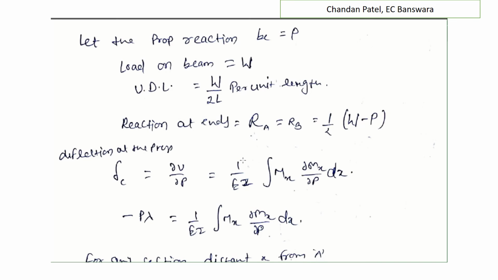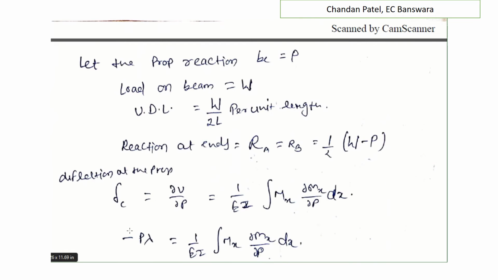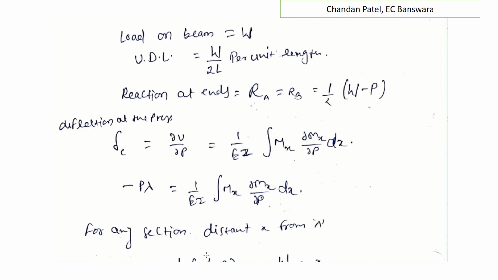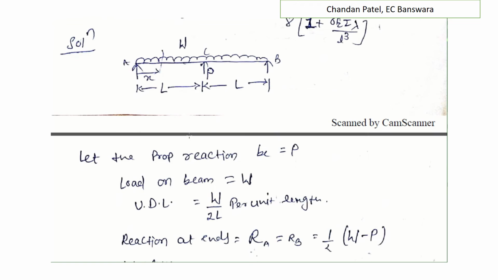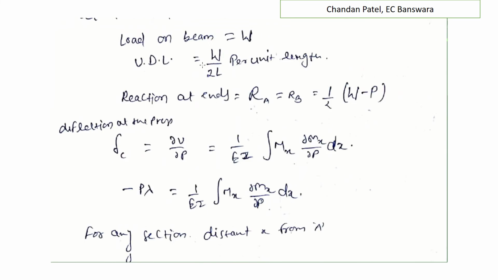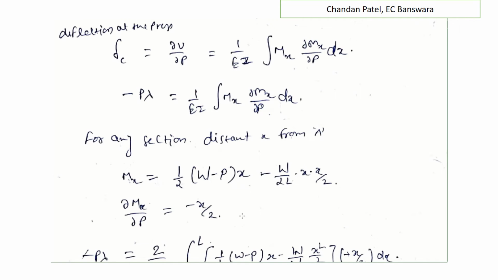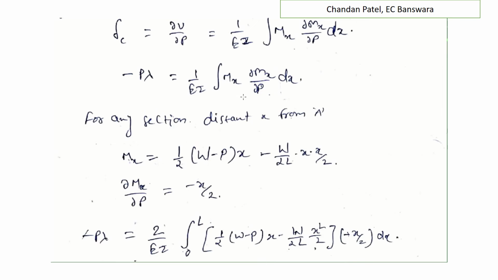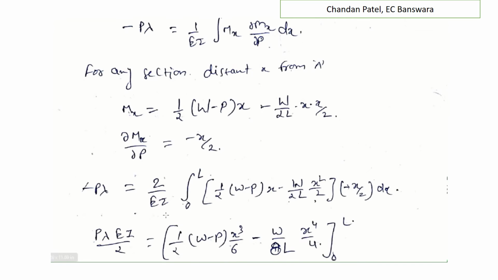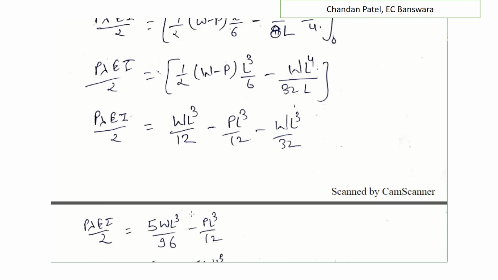Now P is acting upward, and the deflection lambda is given downward, so it will be negative, minus P lambda equals to 1 by EI integration of mx del mx by del P dx. For any section at distance x from A, we consider a section x from A. Now the moment is RA into x, which is positive, and minus W x dot x by 2. This is the equation. Now differentiate this mx equation with respect to P, then we get minus x by 2, and we will put this value in the equation. Negative is common, minus and minus, we will cancel that minus. In the remaining part, P lambda EI by 2 is equal to, then integrate this portion, we get this equation.